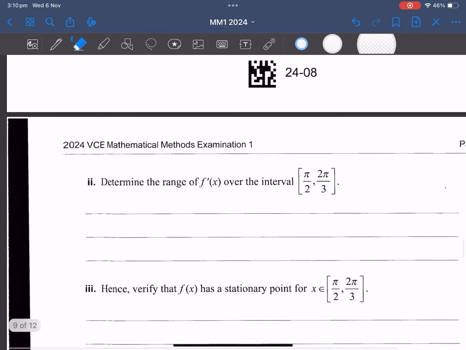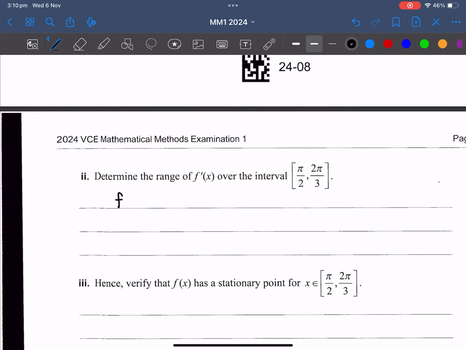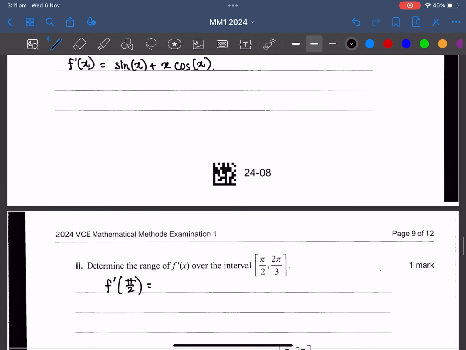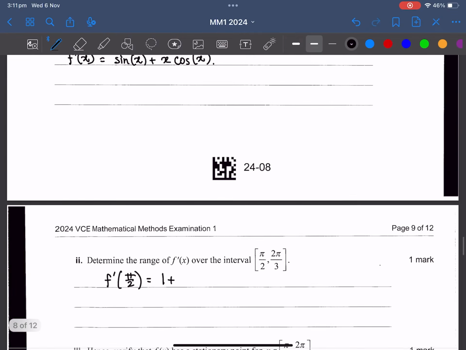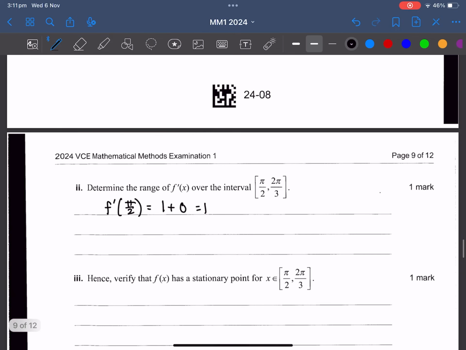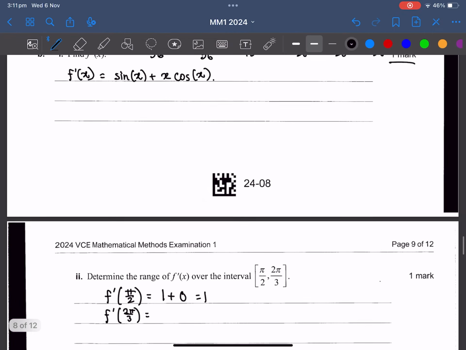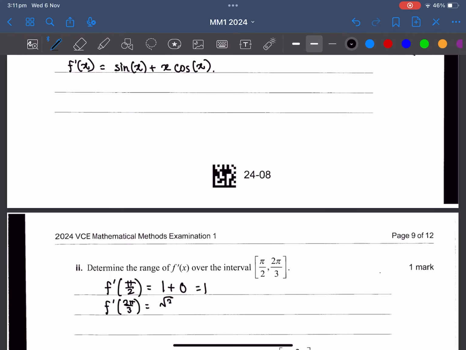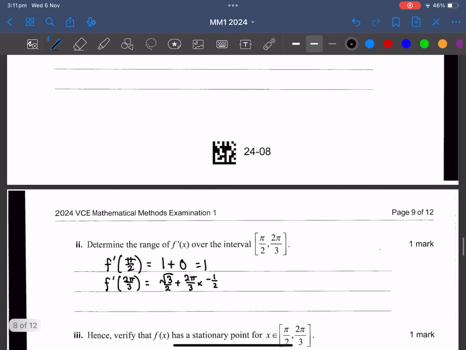Okay, hopefully that made sense. So our f dash of pi on 2 is going to be sine pi on 2, which is just 1, plus cosine pi on 2, which is 0, so that equals 1. F dash of 2 pi on 3 is going to be sine 2 pi on 3, as discussed earlier, root 3 on 2, plus 2 pi on 3 times negative a half, because in the second quadrant cosine is negative, so we'll get negative pi on 3. So minus pi on 3.